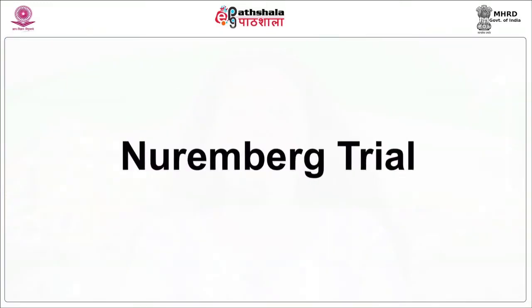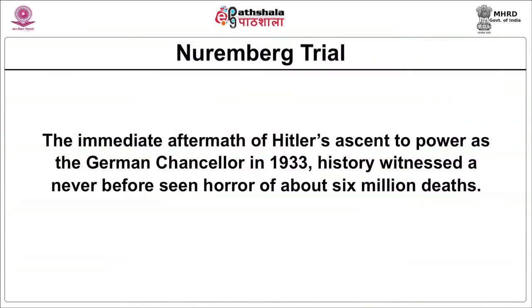First, the Nuremberg trial. In the immediate aftermath of Hitler's ascent to power as the German Chancellor in 1933, history witnessed a never-before-seen horror of about 6 million deaths. Hitler and his Nazi government ruthlessly murdered 6 million Jews, with another 4 to 6 million non-Jews, mainly gypsies. This was one of the first state-sponsored events known in history as the Holocaust.